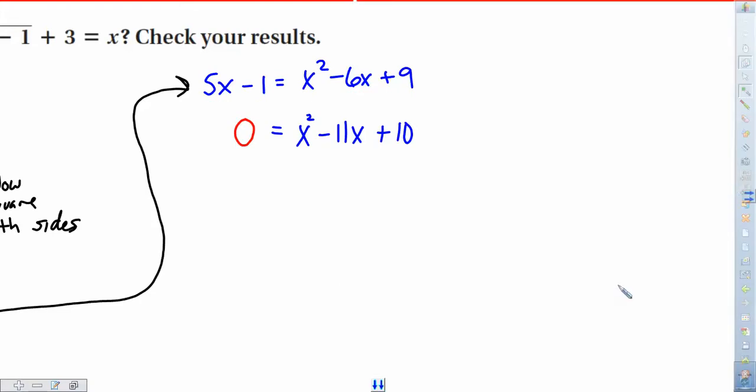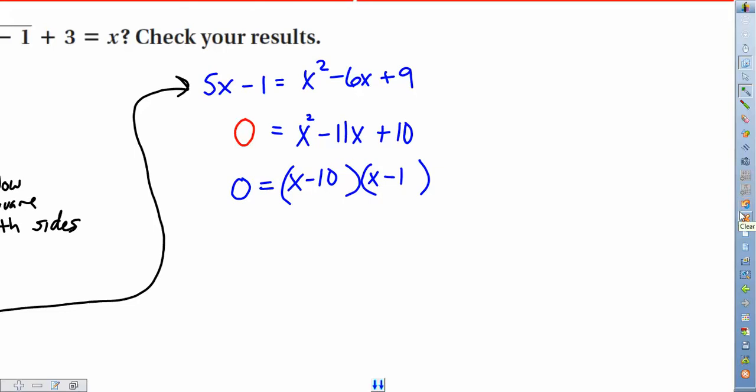There we have it. Subtracting that 5 from that negative 6 gives us negative 11. And then adding 1 to that 9 gives us the 10. Now that we have the equation set equal to 0, I think we can factor this. I can come up with two numbers whose product is positive 10. Their sum's negative 11. I think that's a negative 10 and a negative 1, right? So we can factor that.